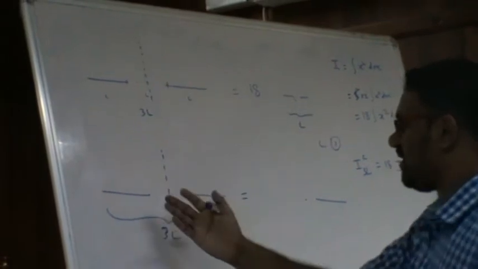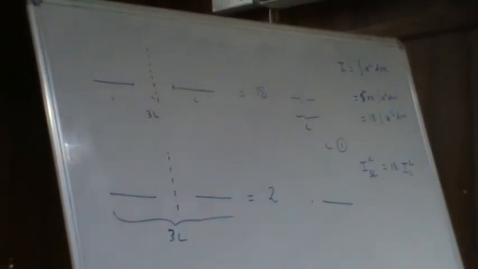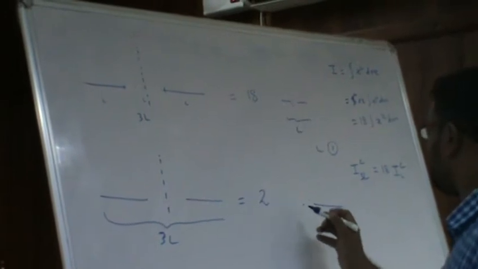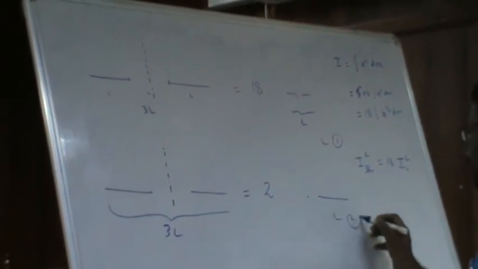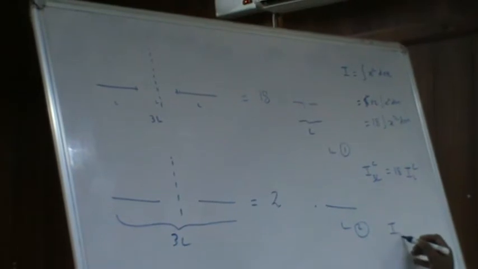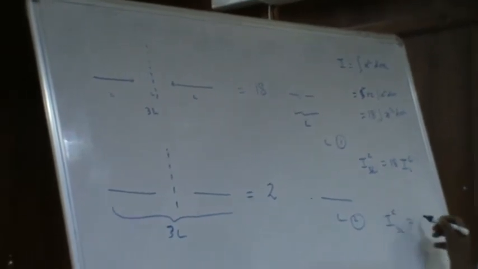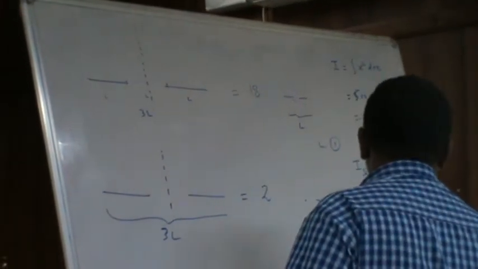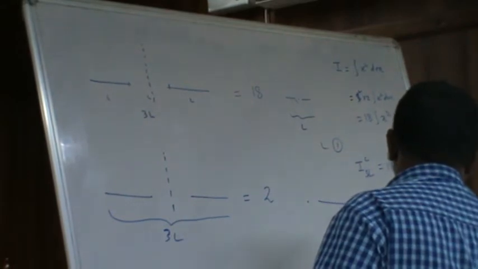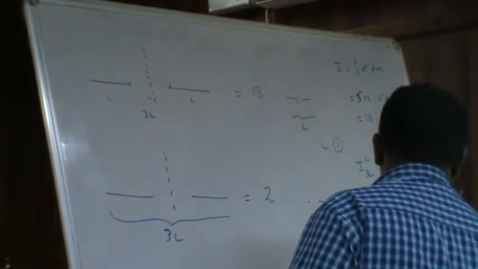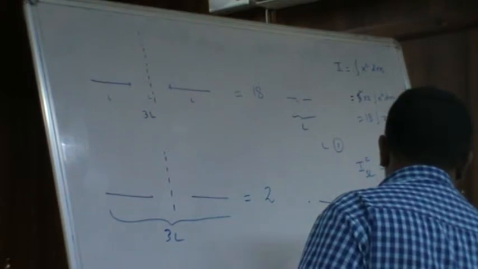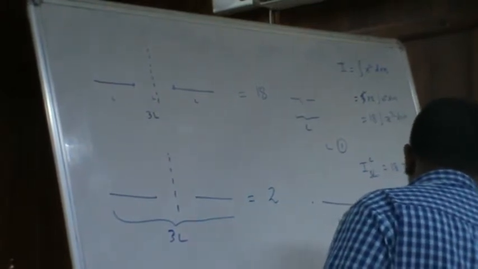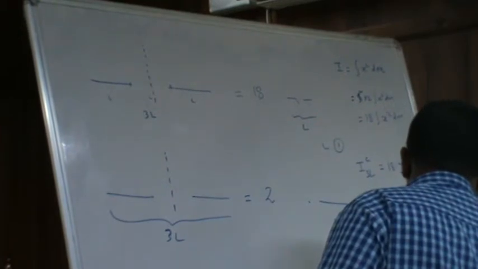This is half, therefore it goes like 2 times. So this is 2 times, and I can write this as equation 2. I3L center is equal to 2 times I L at N. Now compare: if you compare 18 ILC, that is equal to 2 ILN. So ILN goes like 9 times ILC.